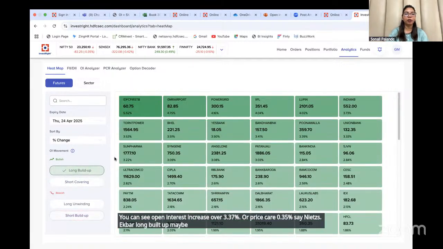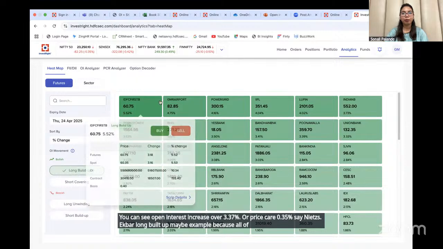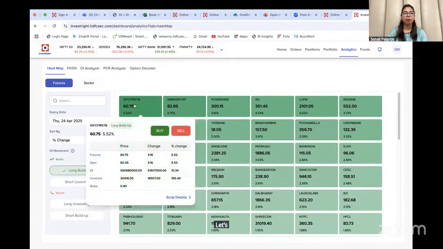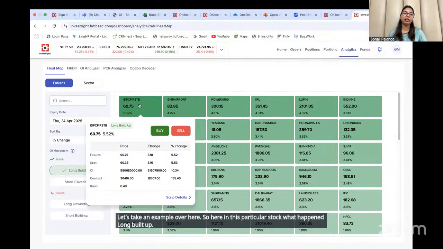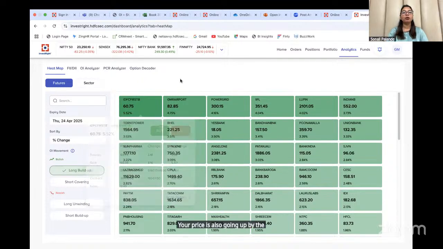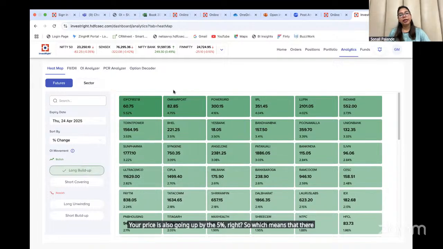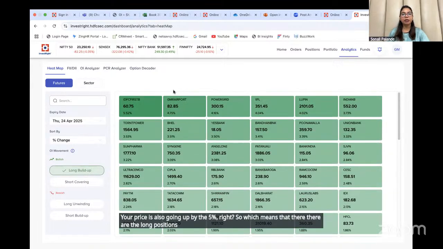एक बार लॉन्ग बिल्टअप में भी देख लेते हैं एग्जांपल, because all of you asked for the examples. Let's take an example over here. So here in this particular stock what happened, यहाँ पे हम लॉन्ग बिल्टअप देख रहे हैं। लॉन्ग बिल्टअप में क्या हो रहा था? प्राइस ऊपर जा रहा था और ओपन इंटरेस्ट भी ऊपर जा रहा था। If you can look over here in this data, your open interest is also going up by 10% and your price is also going up by 5%, right? So which means that there are long positions which are being created in this particular stock.